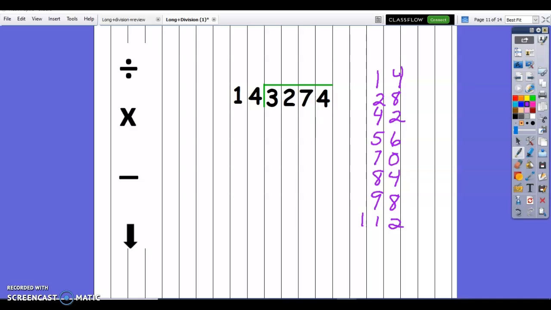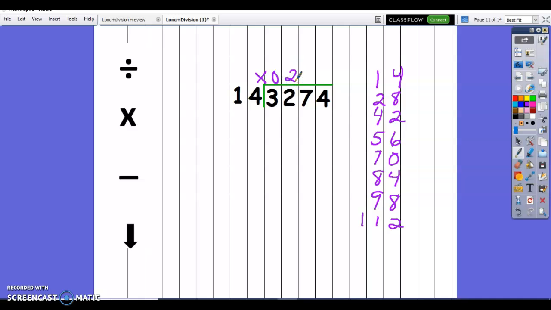Now these are the same steps. Remember to put those multiples out to the side, and we're going to work through this first one together. Now we're taking our multiples of 14. So remember, put your 0 in that front house as your place value holder, and we're not dividing it into 3, we're dividing it into 32. So 14 divides into 32 2 times.